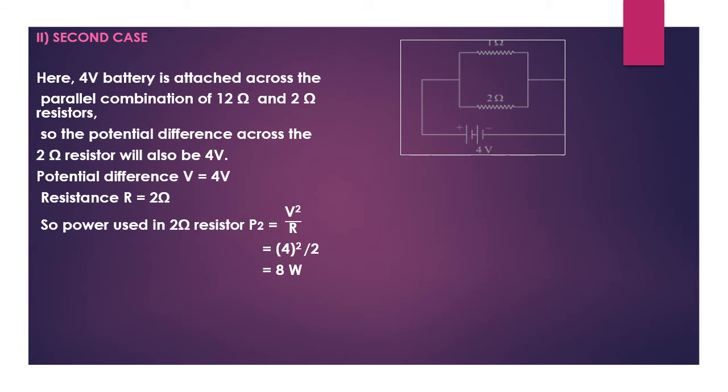So R here is 2 ohm. So the power that is used in the 2 ohm resistor P is equal to V square by R. So what is V? That is 4. So 4 square by R, that is 2, is equal to 8 watt.